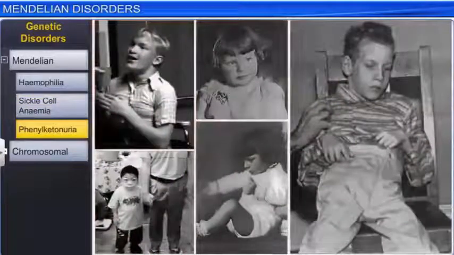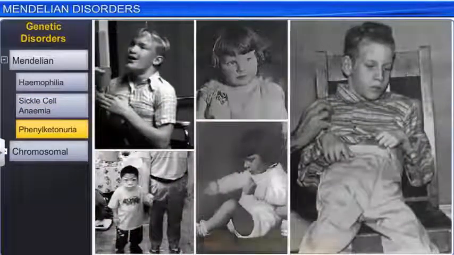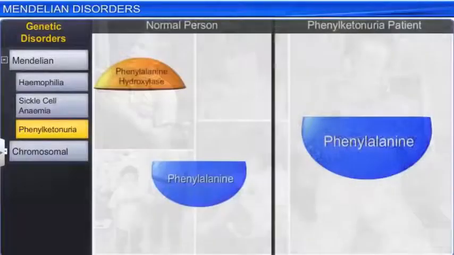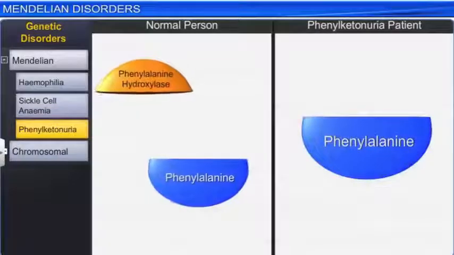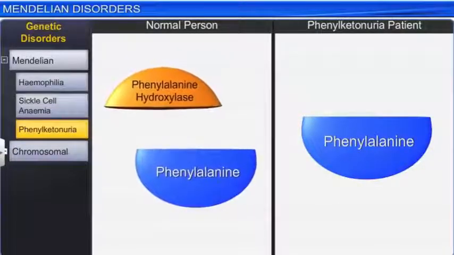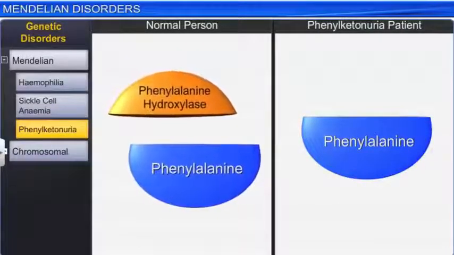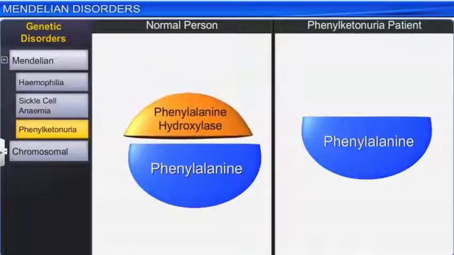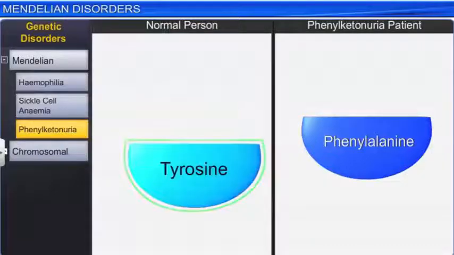Like sickle cell anemia, phenylketonuria is also an autosomal recessive trait. It is an inborn error of metabolism inherited during birth and is characterized by the deficiency of the enzyme phenylalanine hydroxylase, which is required to convert the amino acid phenylalanine into tyrosine.